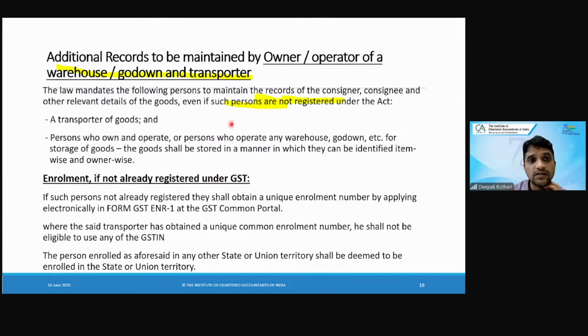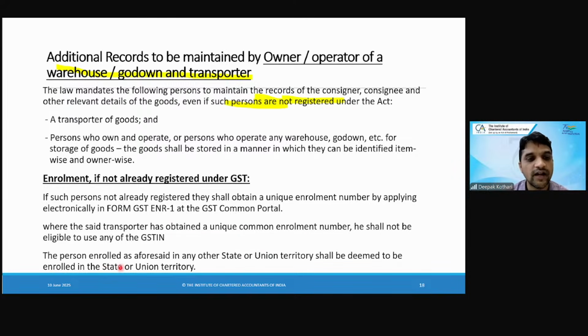And if a person or a transporter is not registered, he will have to take an enrollment. He should not take a registration because he is not liable for registration, but he will have to take an enrollment. If such persons are not already registered, then they have to do an enrollment in form GST ENR1. So they have to apply for enrollment and they will get a unique common enrollment number.